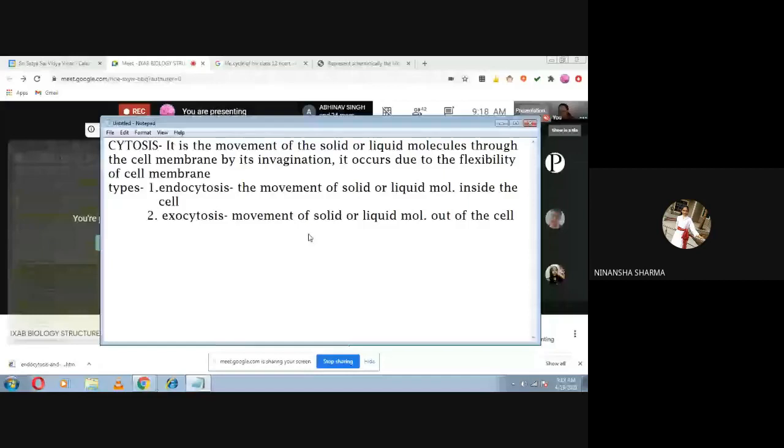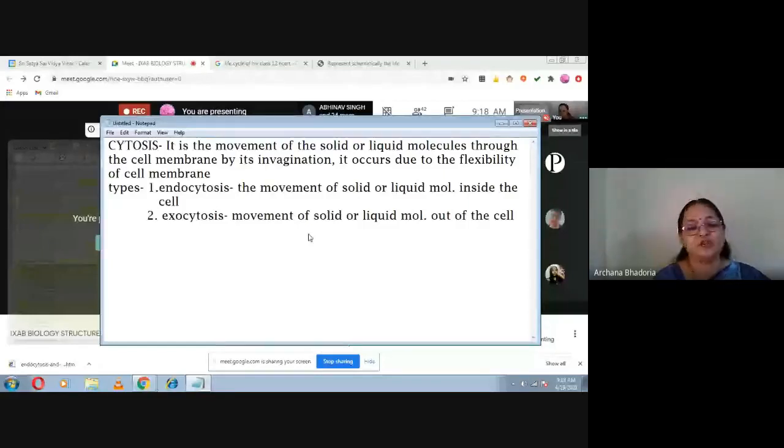Endocytosis, because the food particle is going inside the amoeba. Now I will tell you, children, endocytosis is further divided into two types. What are they? You have written in the beginning that solid and liquid molecules will move. The particle can be solid or it can be a liquid food. Solid food particle or a liquid food particle.